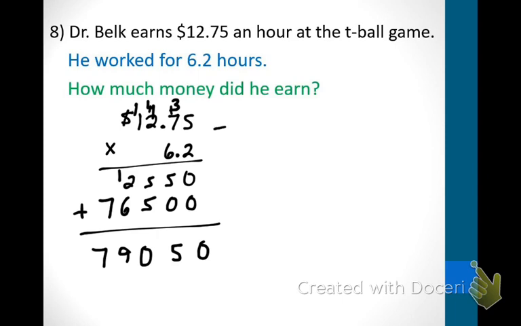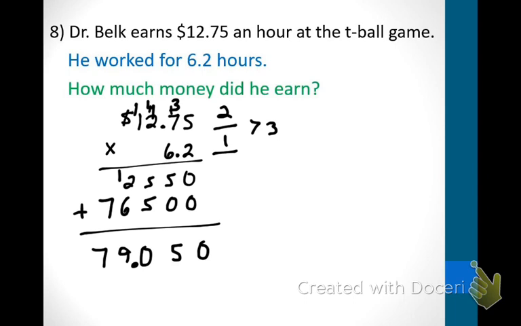Okay, so now I'm doing this. I did multiply. How many decimal places were on $12.75? 2 decimal places. And 6.2? 1. How many total? 3. Okay, so I move it over 1, 2, 3. What's my answer? 79.050.